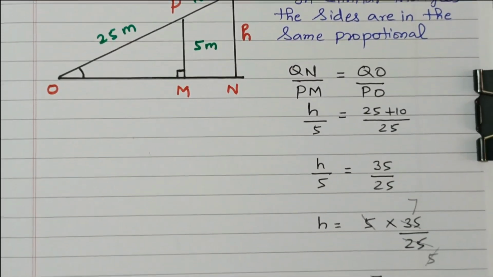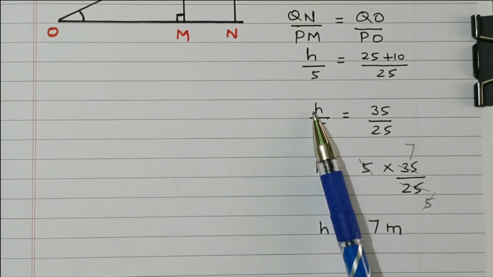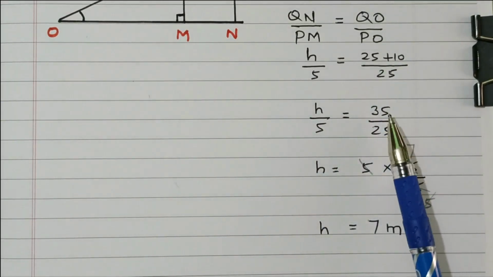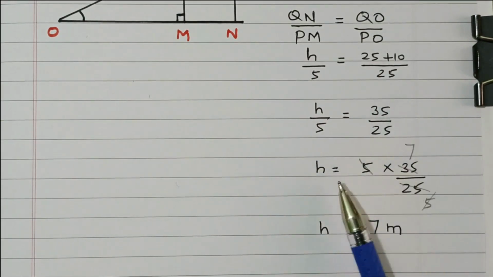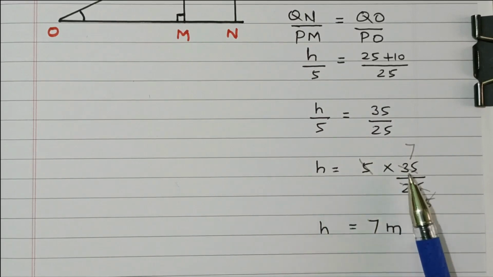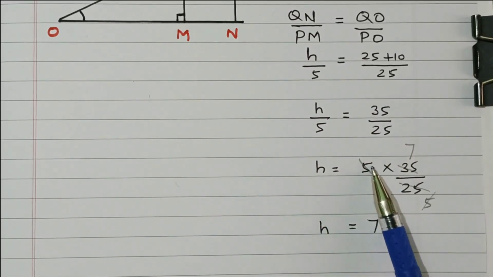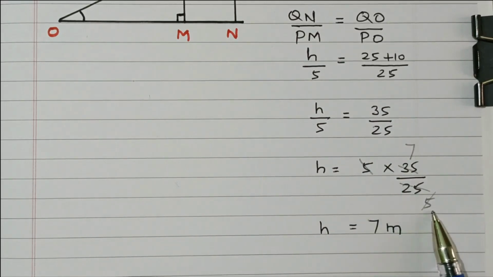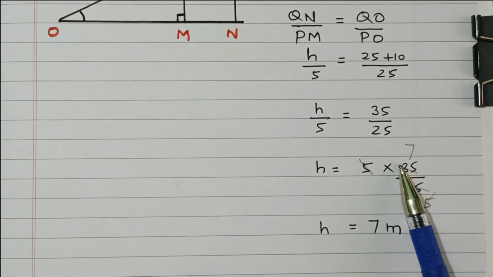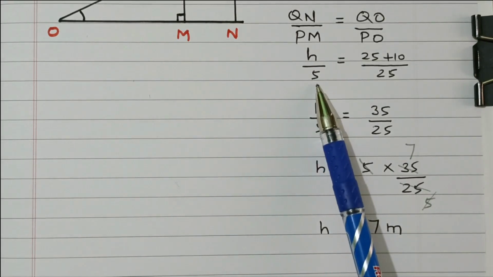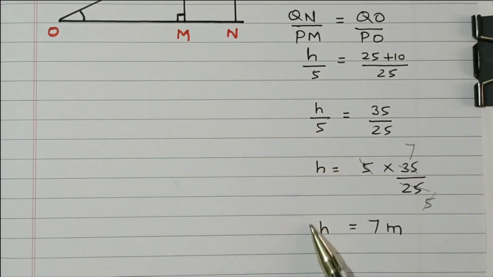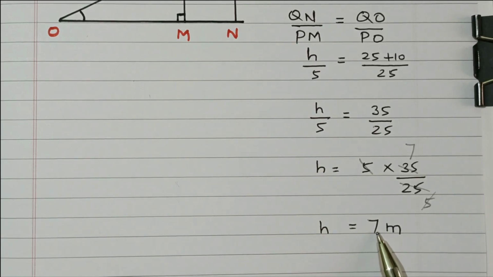Now we can simplify this to get the height. So H by 5 equals 25 plus 10, 35 divided by 25. Bring this 5 to this side. So H equals 5 into 35 divided by 25. Cancelling this 5 and 25, we get 5. Cancelling this 5 and 35, we get 7. So H equals 7 meter. The height is 7 meters. Initially it is 5 meter, and while extending the thread by another 10 meter, it is flying at a height of 7 meter. The answer is 7 meter.